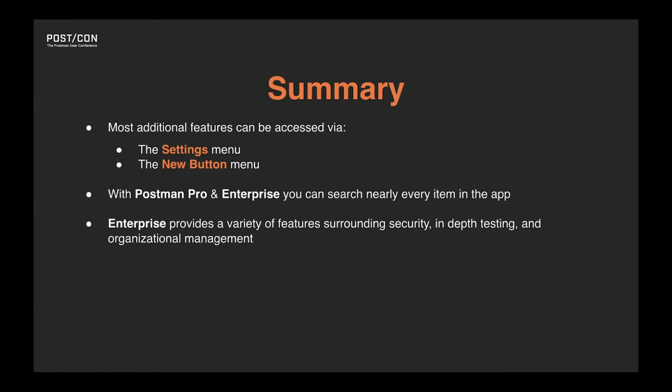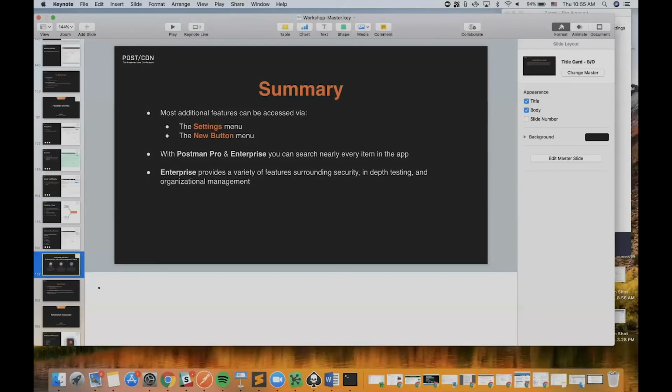So in summary, we've talked about Postman utilities. Most of our additional features can be accessed via the settings menu or the new button menu. With Pro and Enterprise, you can search every item in the app, and with Enterprise, you get some more in-depth security features. I'll pause here for a second and leave it open for questions.